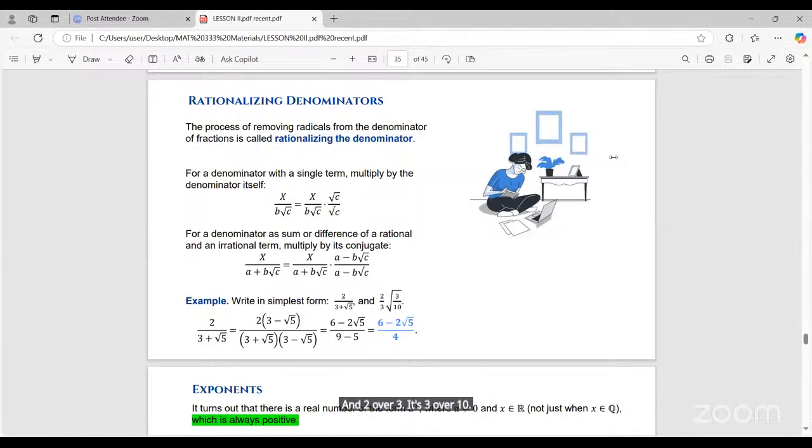Let's solve the first example. We have 2 over 3 plus root 5. Rationalize with the denominator 3 plus root 5. We'll have 6 minus 2 root 5 over 4.